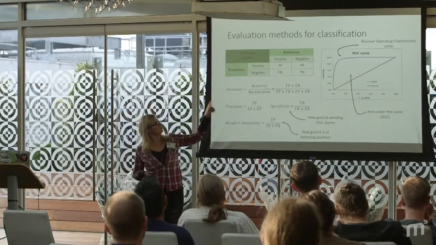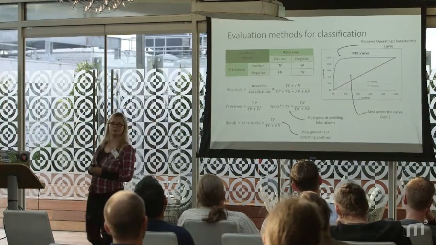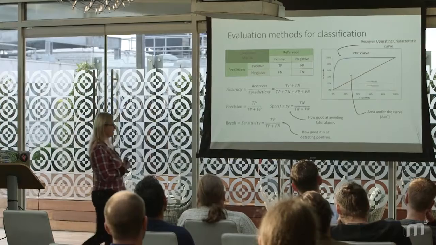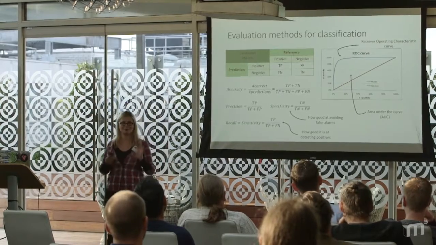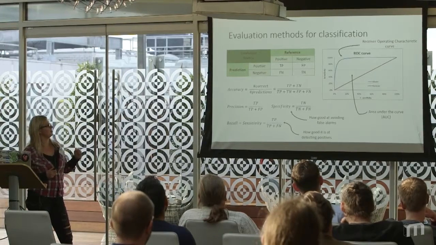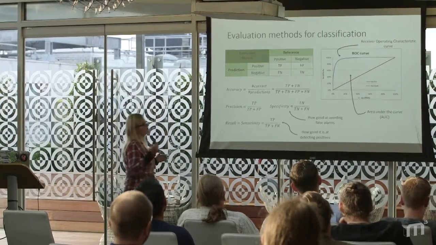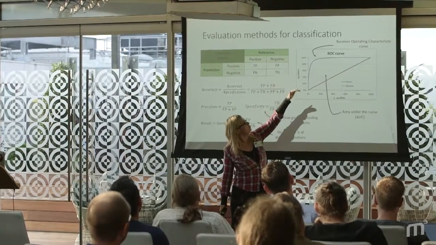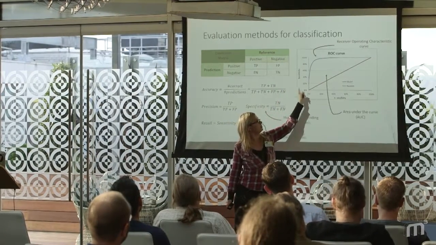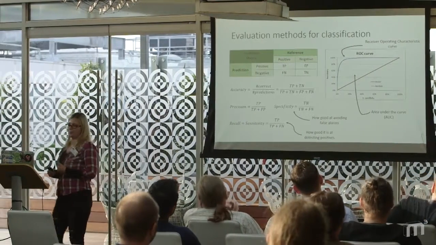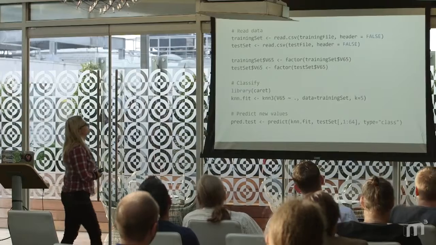There's another statistic, area under the ROC curve. I think there was a talk yesterday on the ROC curve, so you can probably understand more from that talk than from me talking about this for 10 seconds. The basic thing with area under the curve is that it should be as close to 1 as possible. So let's classify stuff in R.